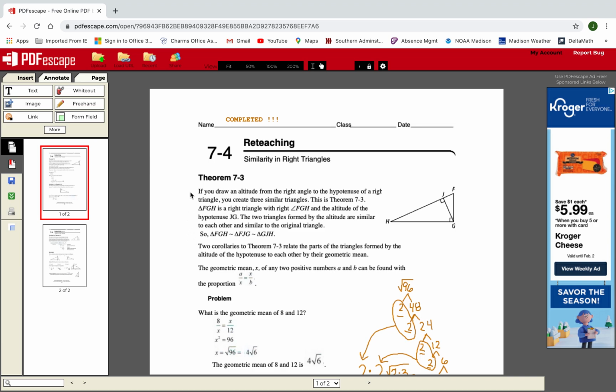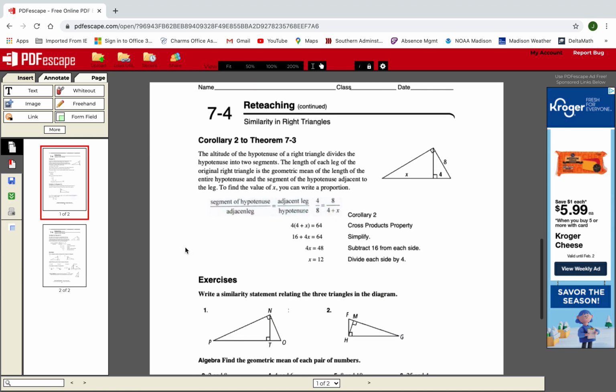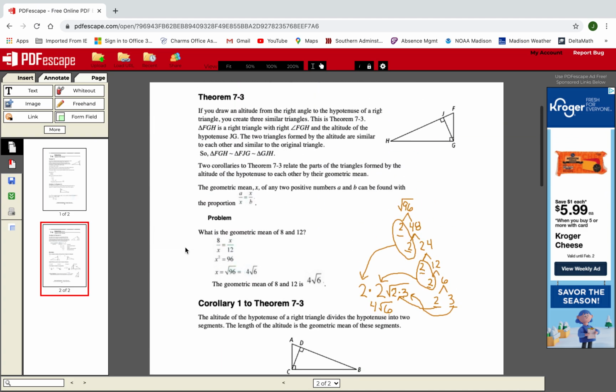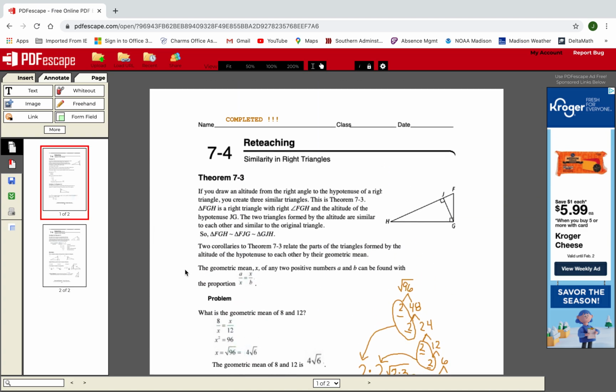This recording is for the 7-4 lesson, Similarity in Right Triangles. We have a theorem here and a couple of corollaries to it, and then we're going to work through some practice problems on geometric mean, which is effectively what this lesson is about.